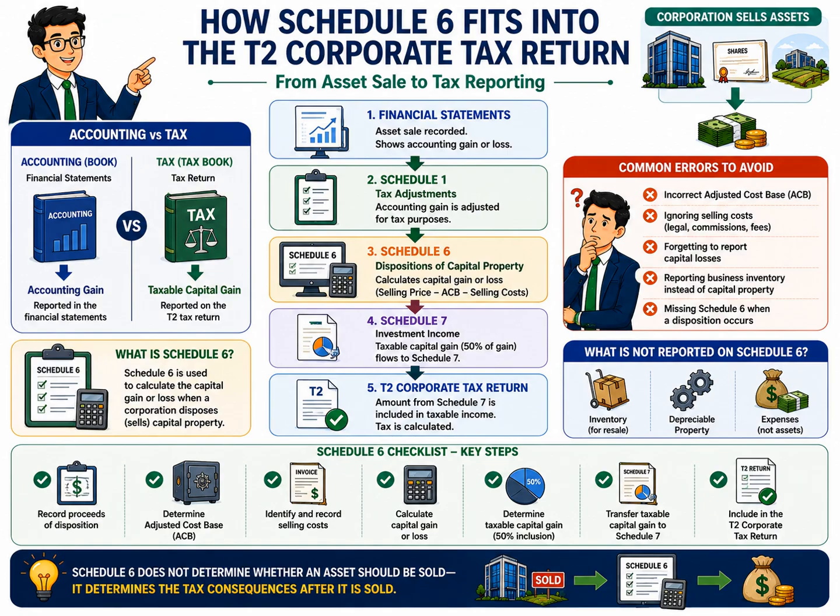The key takeaway is this: Schedule 6 does not decide whether a corporation should sell an asset. Its purpose is to calculate the tax consequences after the asset has been disposed of, ensuring that the correct taxable capital gain or capital loss is reported on the corporation's tax return.